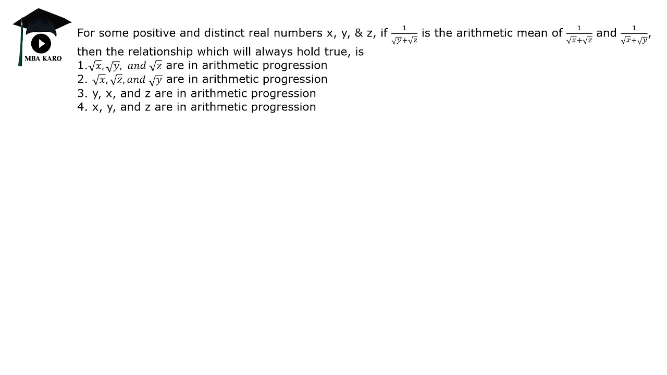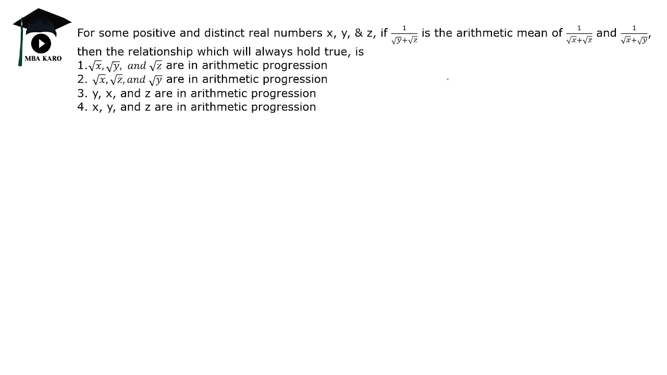For some positive and distinct real numbers x, y, and z, if 1 upon root y plus root z is the arithmetic mean of these two numbers, we need to find the relationship between these given numbers. If you solve it algebraically, that is going to take a lot of time. So the best way to solve such a question is by assuming some values. We are given that this is the arithmetic mean of these two numbers.